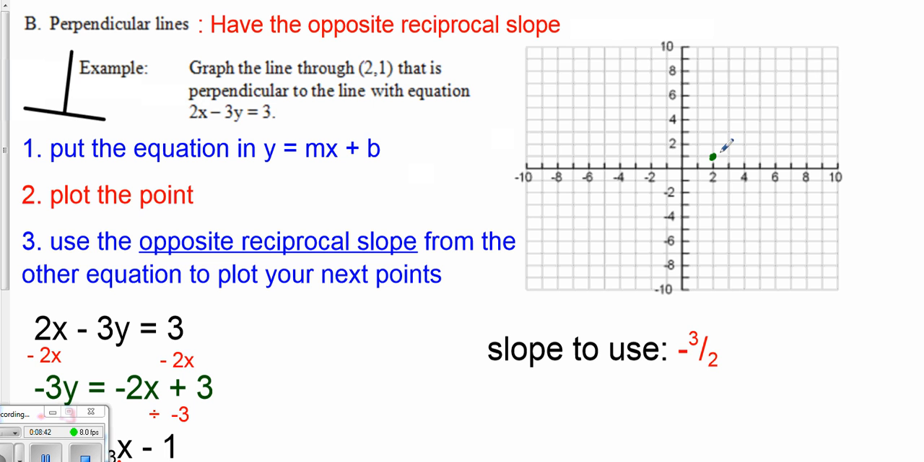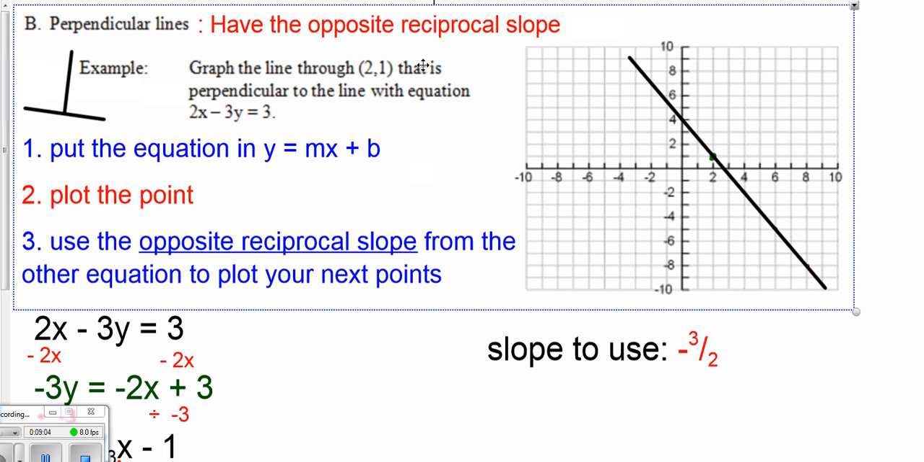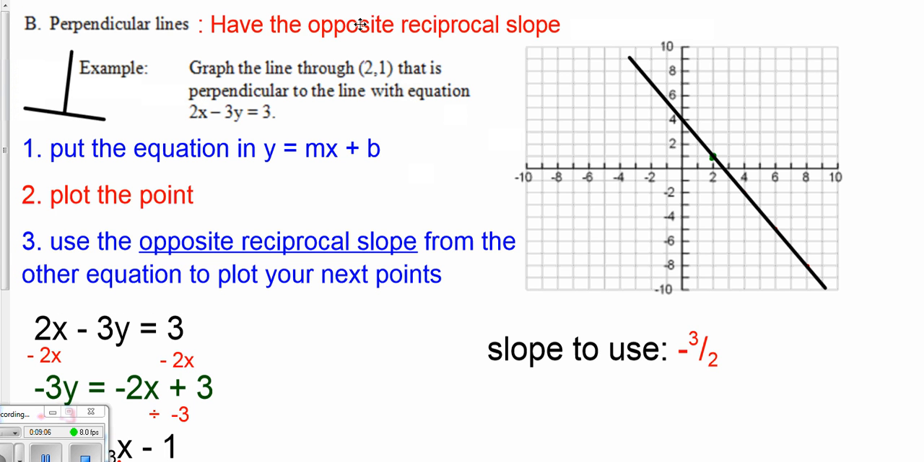So again, from here, using red, we're going to go down 3, 1, 2, 3, over 2. Down 3, over 2. Down 3, over 2. And that will be our line then. So again, very similar to parallel, except for the fact that it's opposite reciprocal slope. Parallel has the same slope, perpendicular has opposite reciprocal. Change the sign, flip the numbers.